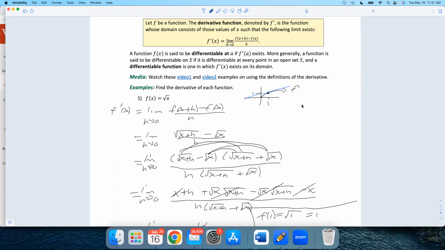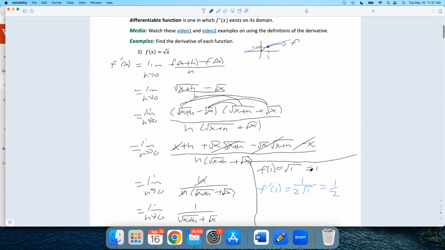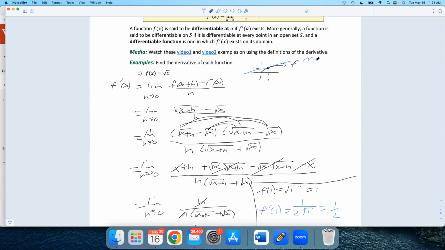The derivative tells me that guy's slope. So f prime at 1 would be 1 over 2 root 1, just plugging in 1 here, which is 1/2. So this blue line, the slope of that blue line is 1/2. So back in the previous videos, if we wanted to find this slope, we would have found the derivative at the point 1. Instead of x everywhere, we would have had the number 1 everywhere.